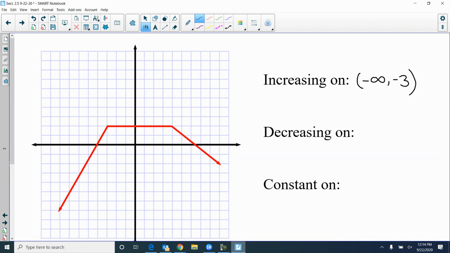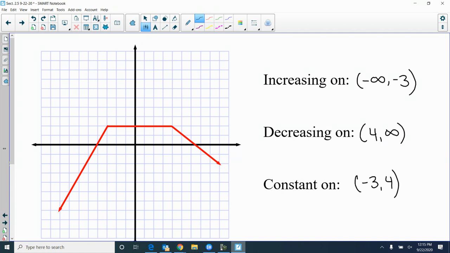Now, the next line says decreasing. It will be decreasing from 4 to infinity. And then it will be constant from -3 to 4. So that's basically increasing, obviously increasing rises from left to right, constant stays the same, decreasing goes down from left to right. For this, just be able to identify those intervals.